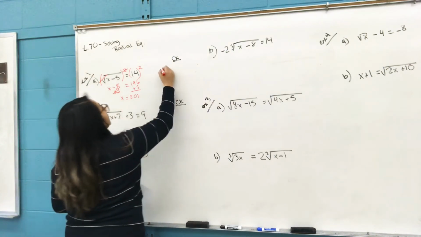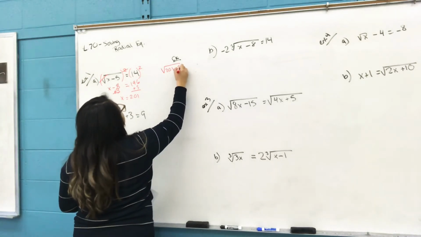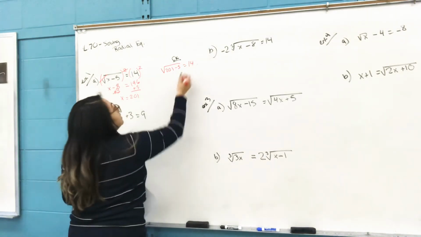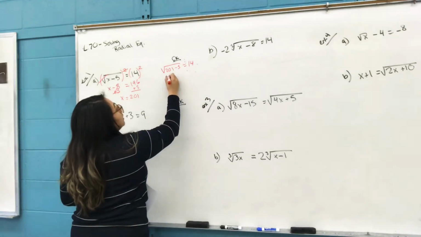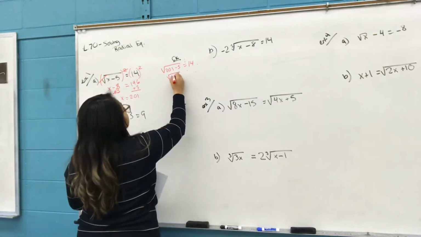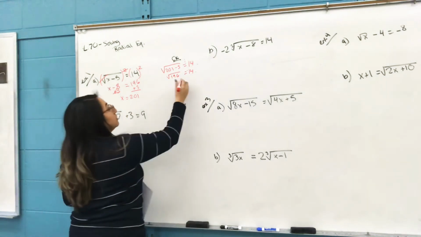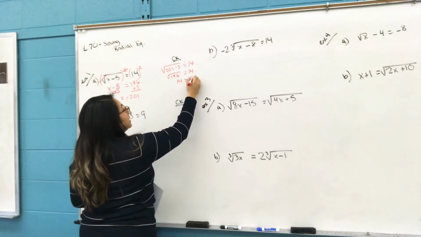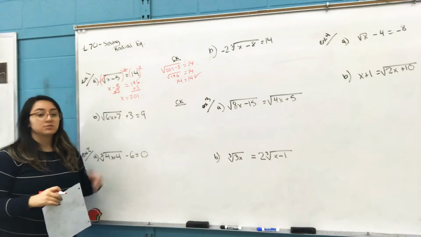So here to check it, the square root of x minus 5, so 201 minus 5, should equal 14. So, left side, right side. 201 minus 5 is 196. And now we solve. The square root of 196 is 14. 14 equals 14. That means 201 is a solution for x.